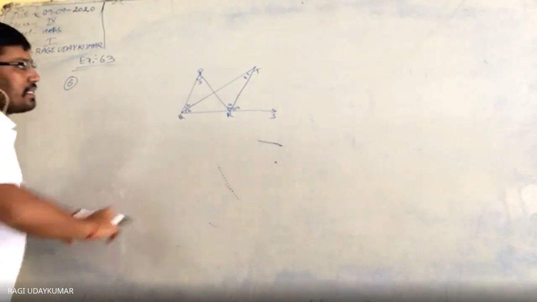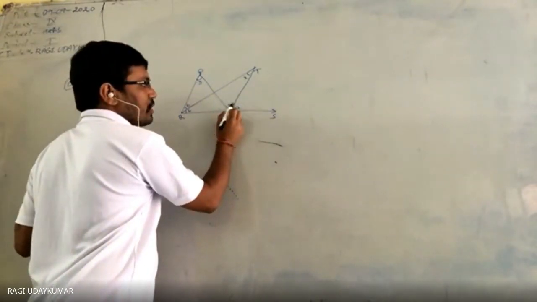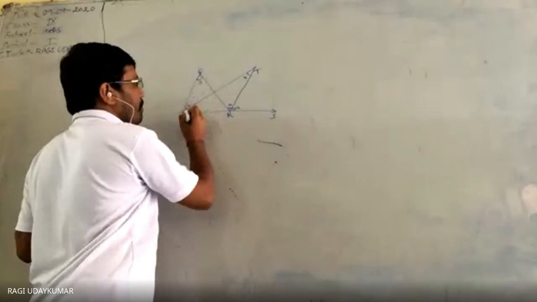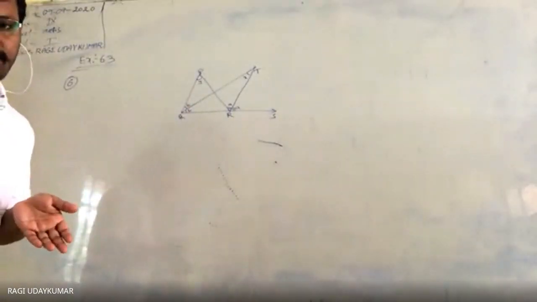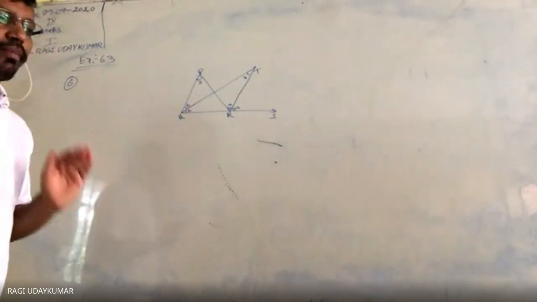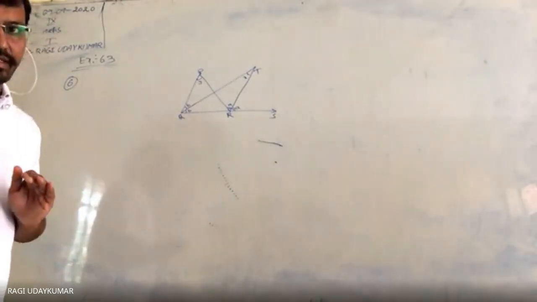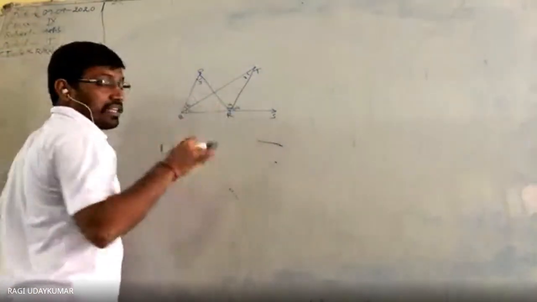See here, whenever you see this one, this is an exterior angle. This exterior angle will be equal to the sum of the interior opposite angles. There will be multiple ways. Your idea may be different and my idea may be different. You can solve this problem in multiple different ways. See here, this is the exterior angle. Let us take all the possible ways.